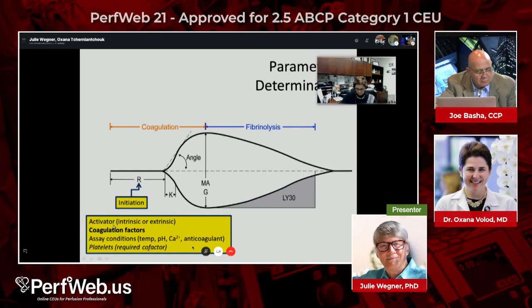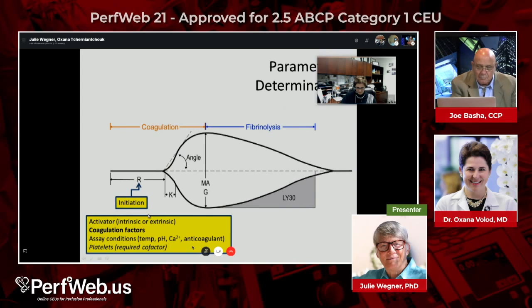The main factor contributing to the R value is going to be the activity and availability of coagulation factors. Of course, assay conditions under most circumstances are pretty well normalized or standardized, but temperature, pH, calcium levels, as well as the presence of an anticoagulant can influence the R value. And then finally, platelets. They're not a primary factor, but again, they're a required cofactor for activation of the coagulation pathway.